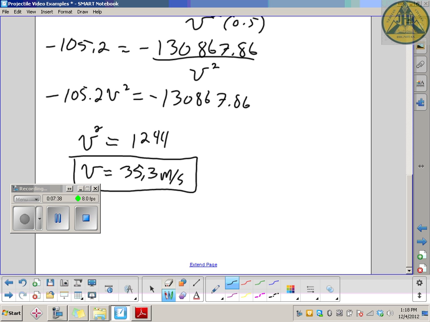So anyway, go through all that. We should get 35.3 meters per second would be the minimum speed to come off the bat to make it over Fenway. That's, of course, if you can hit one of those fastballs.